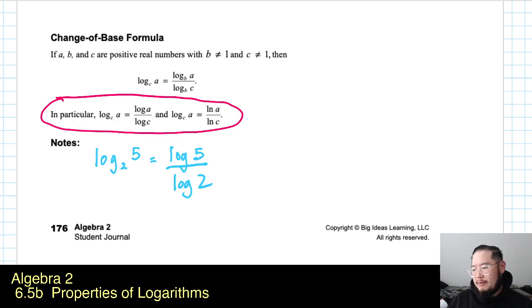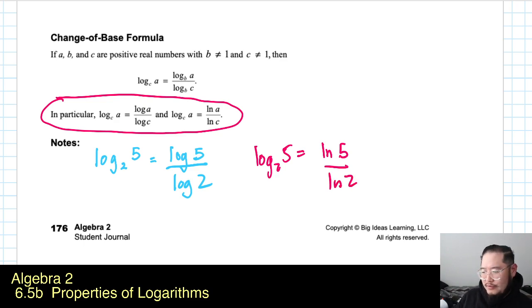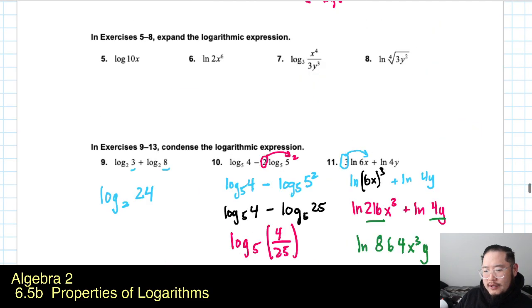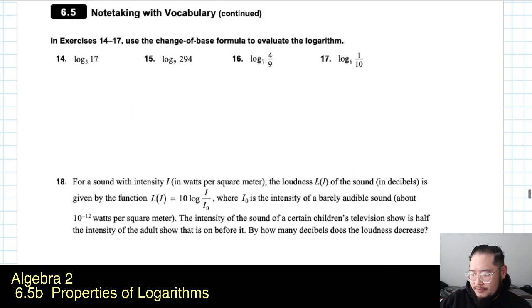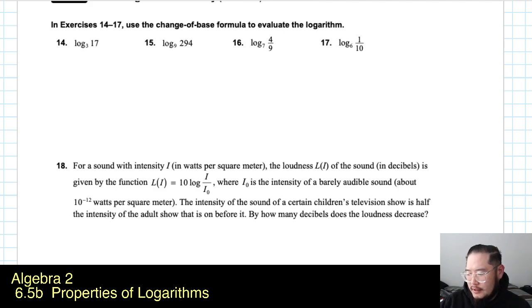And the same applies to ln. Okay, so it's saying right here, look, if I have log base 2 of 5, I could also rewrite this as ln of 5 over ln 2. You try that in your calculator, and you'll see that it works out. So let's go ahead and now that we know that, we can take a look at number 14 right here. Use the change of base formula to evaluate the logarithm.